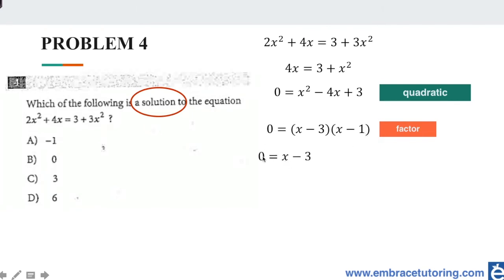Now, I want to set these both equal to 0, so 0 equals x minus 3 and 0 equals x minus 1. And when solving for x, I will get x equals 3 and x equals 1. So possible solutions to this quadratic are going to be 3 and 1, making C my only possible answer choice for problem number 4.